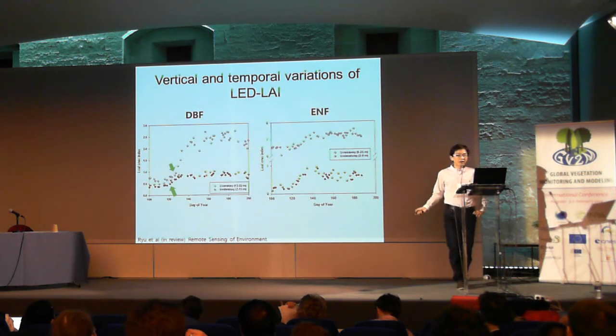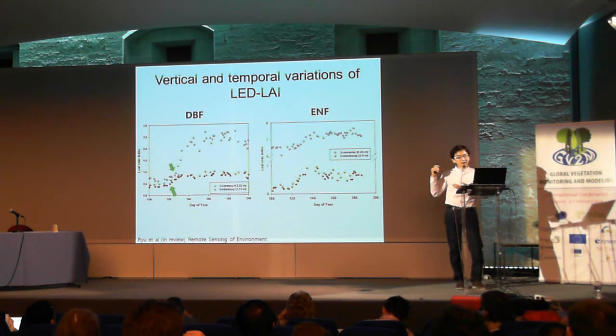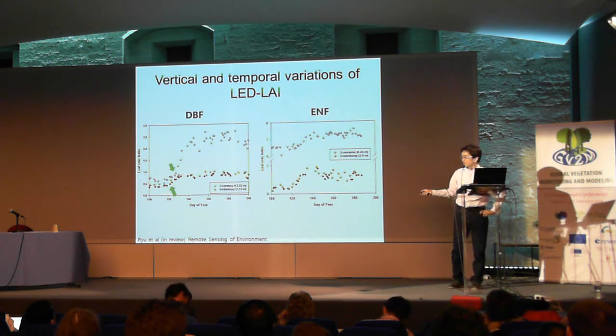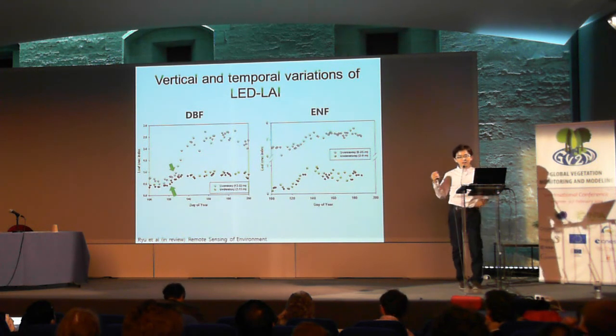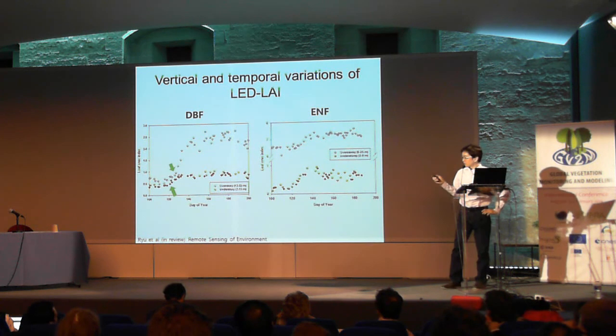And this is the seasonal variation of LAI from the LED sensor for the over and understory canopies. In contrast to NDVI, LAI can detect the different leaf-out dates for over and understory canopy, because LAI was computed using the light attenuation for each specific canopy layer, so it can detect the different phenological metrics for multiple canopy layers.